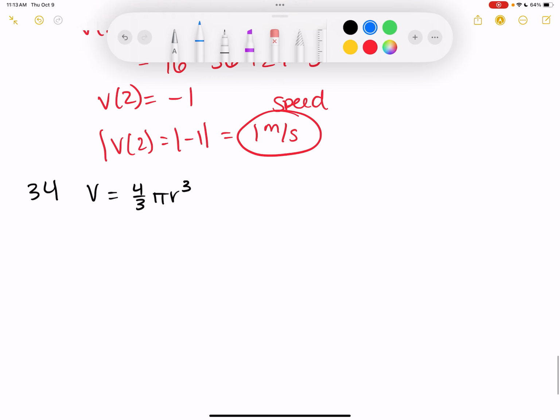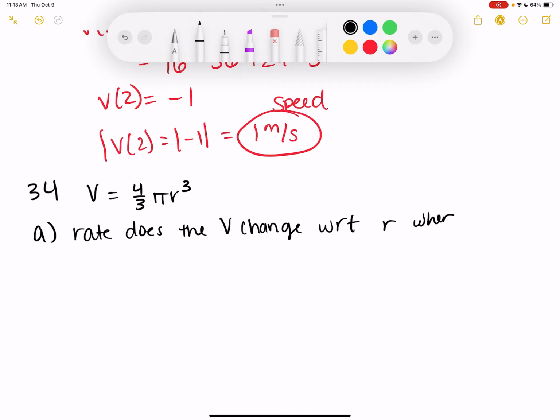Part A, at what rate does the volume change with respect to the radius when r is equal to 2 feet? So the first thing I need to do is take the derivative of the volume, because that's how I'm going to get my rate of change.